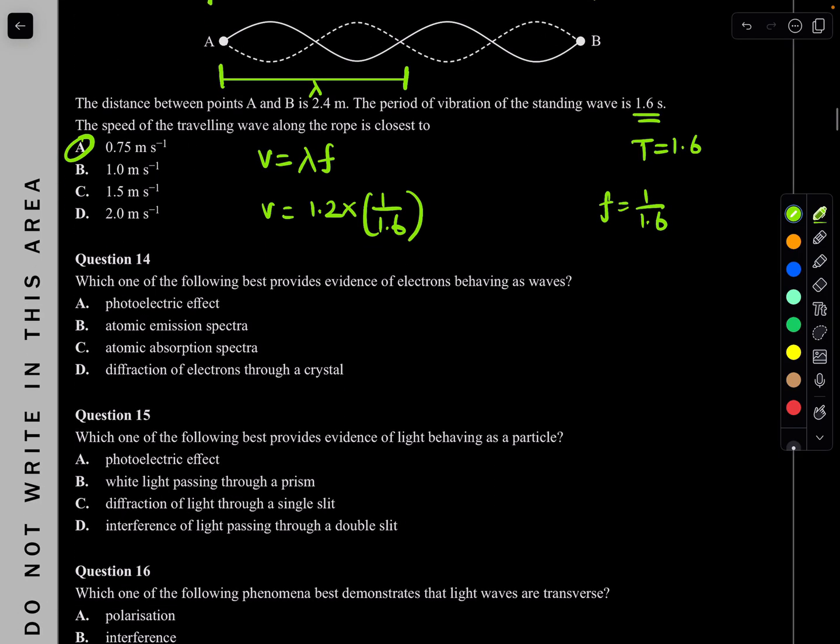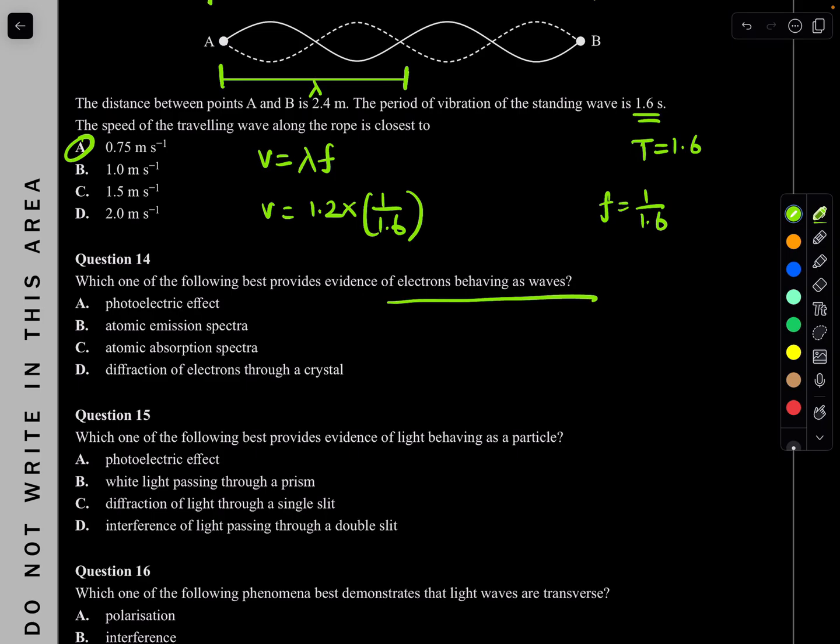Beautiful. Question 14. Which of the following best provides evidence of electrons behaving as waves? One of the best proofs that electrons behave as waves is the diffraction patterns through crystals. Remember, diffraction is a wave property. If electrons are creating a diffraction pattern, that tells us that they act as waves. So 14. A, photoelectric effect?